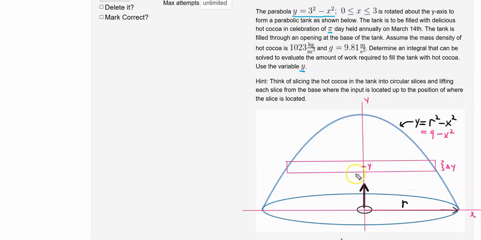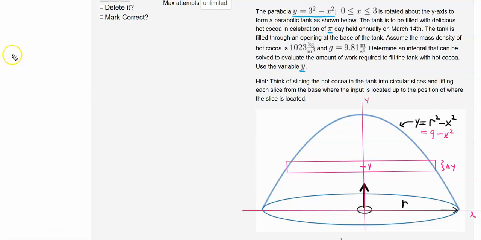Now for this problem, we're actually filling the tank. So when we fill the tank, what we're doing is taking this slice and lifting it into place. In the previous problems, we were taking the slice and lifting it up to a pump located at the top. For this problem, since we're filling from the bottom, we're going to think of lifting this slice from position y equals 0 up to position y. So we have to calculate how much work it takes to lift this slice.